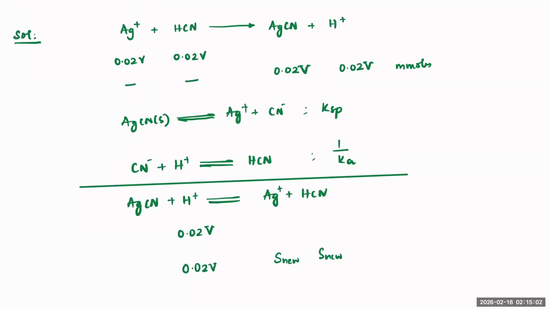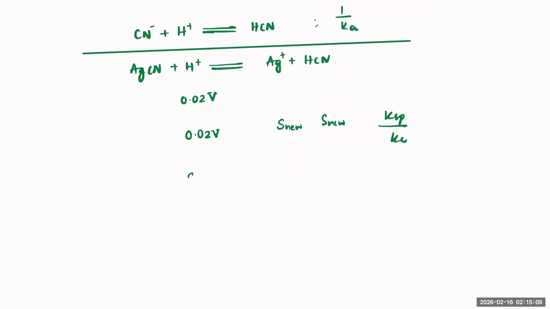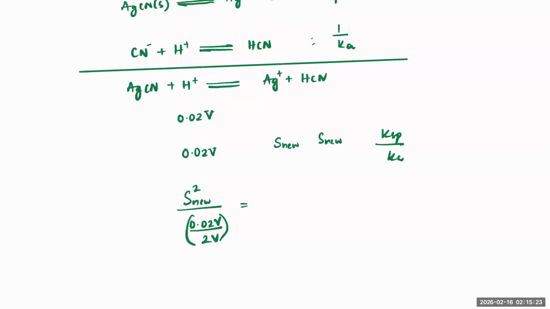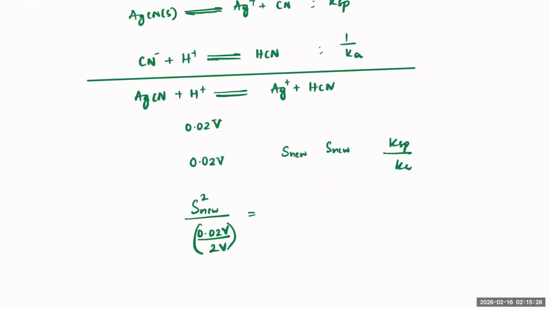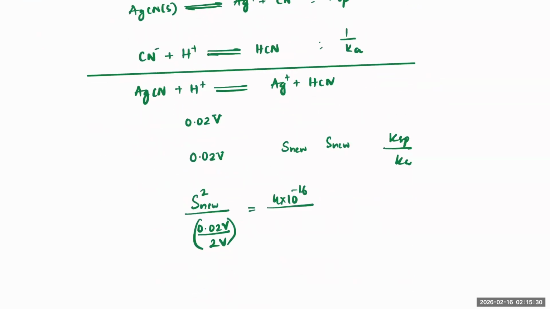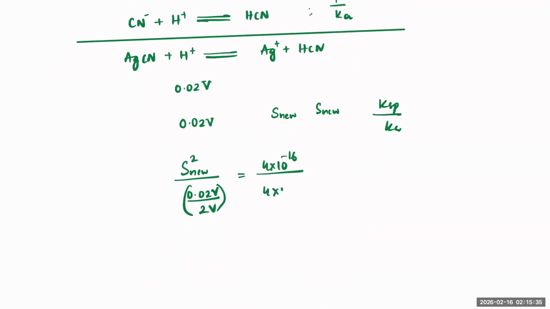Got it? So in that case, this will be Ksp divided by Ka. So I can say S' square divided by H plus. H plus is 0.02 V by 2V, because that will be the concentration of H plus, which is equal to Ksp by Ka. Ksp value is how much? Ksp value is 4 into 10 raised to power of minus 16 divided by Ka value, which is 4 into 10 raised to power of minus 10.